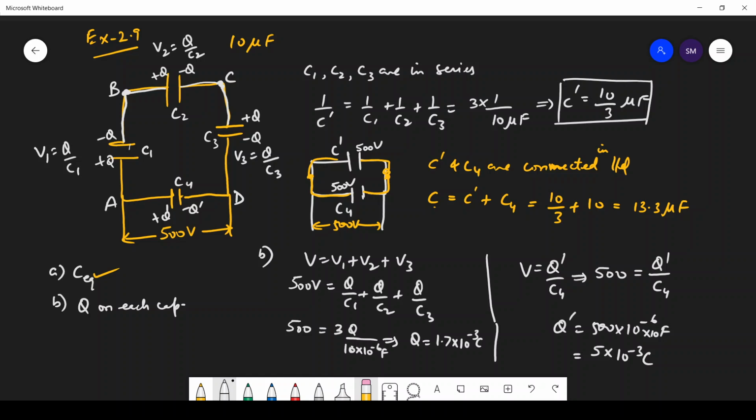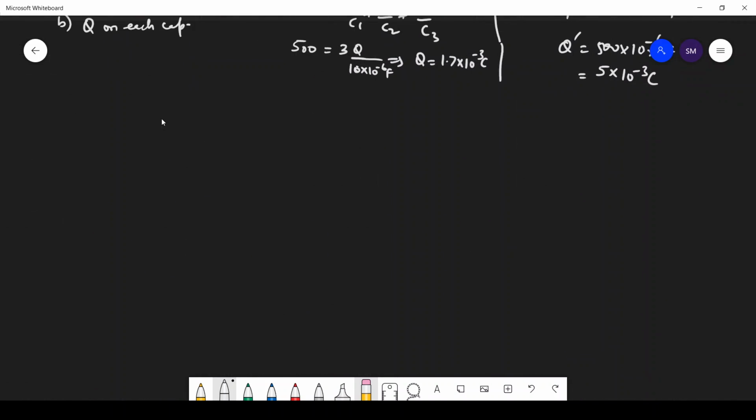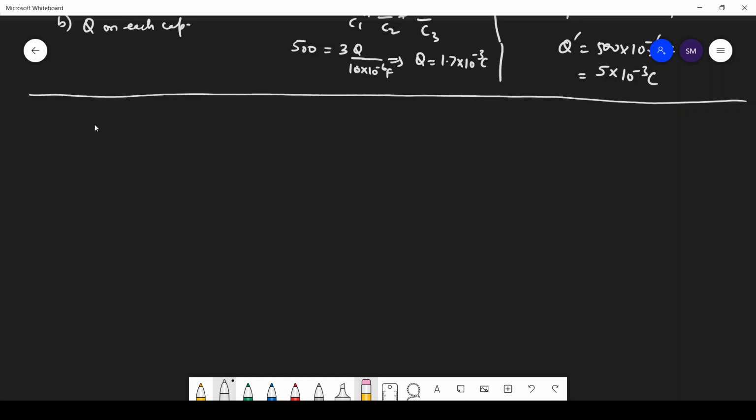Now let us do a couple of questions based on whatever we have studied in the parallel plate capacitor. Yesterday we studied the capacitance of a parallel plate capacitor. So C is equal to Q by V, that's the definition, but C is directly proportional to the area of the plates and inversely proportional to the distance between them. So this formula we derived yesterday. Now let us do a question based on them.